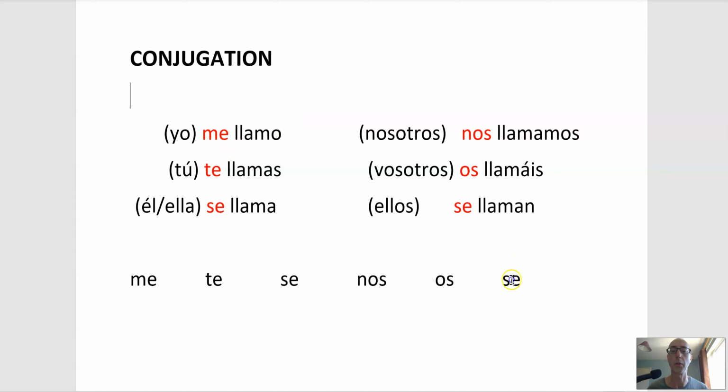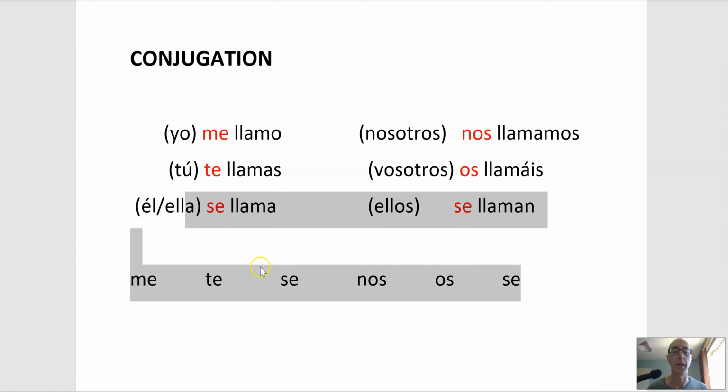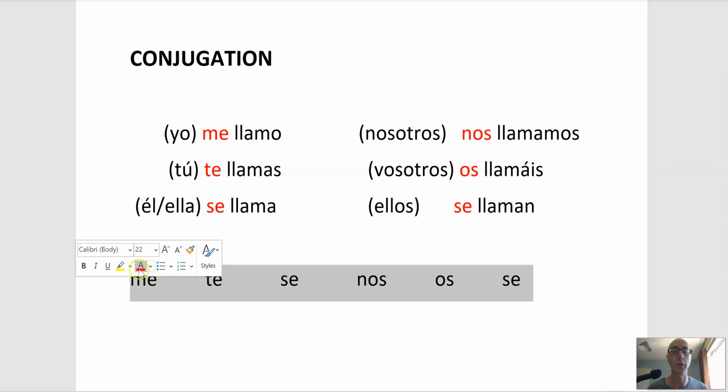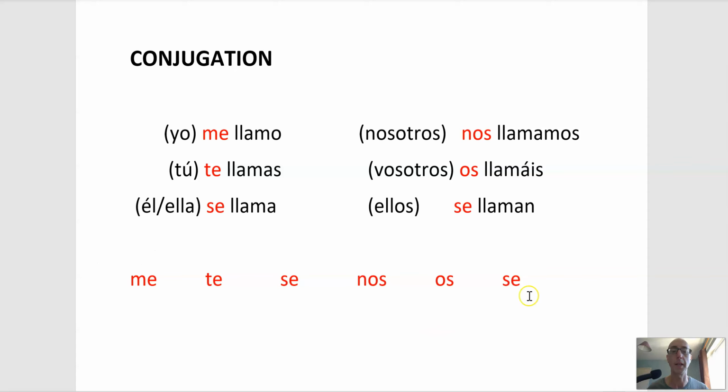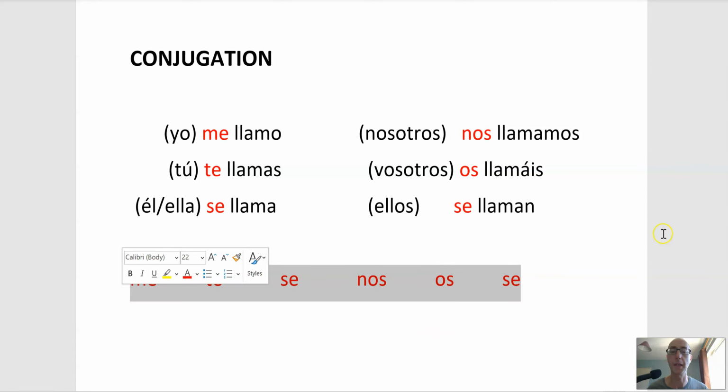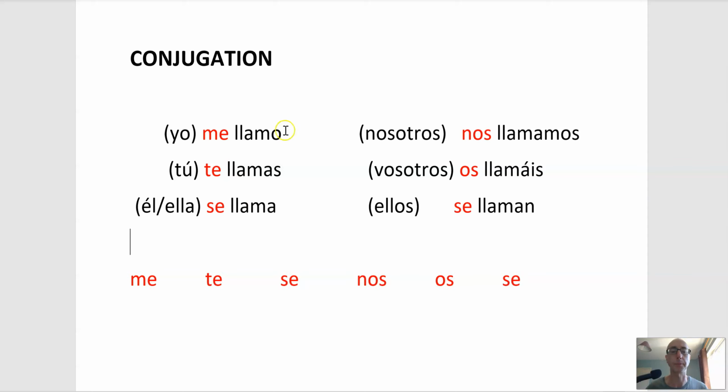So here are the pronouns here. And it is useful often to just learn the pronouns. Me, te, se, nos, os, se. Me, te, se, nos, os, se. Can you repeat? Okay, so that helps. So you can say that me llamo, te llamas, se llama, nos llamamos, os llamáis, se llaman.